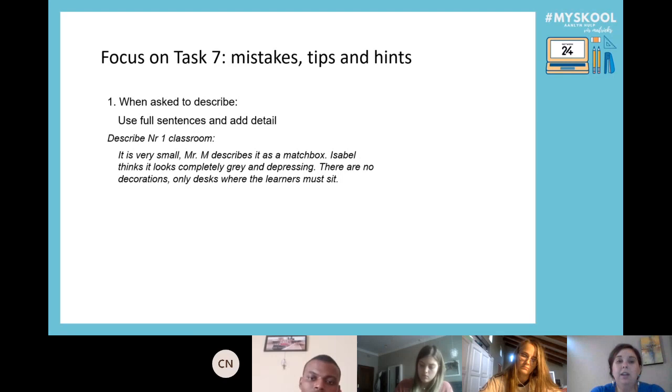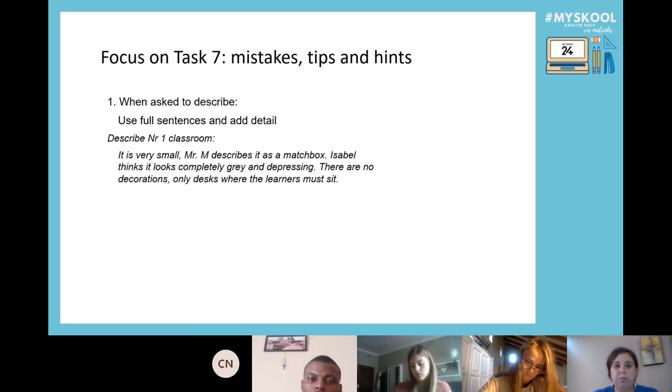Okay, now number 1, first of all, when asked to describe, use full sentences and add detail. In other words, don't just give one-word answers. It's like when you write a descriptive essay, you actually have to give details. Use adjectives, color in a picture in my mind. So if the question is, for example, describe Mr. M's classroom, you would say something like, it is very small. Mr. M describes it as a matchbox. Isabel thinks it looks completely grey and depressing. There are no decorations, only desks where the learners must sit.